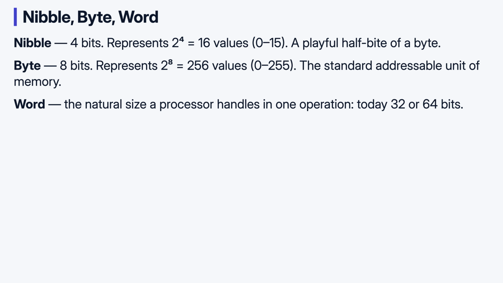The name is a little joke. A nibble is a small byte of a byte. A byte is 8 bits. It can represent 2 to the 8th, which is 256 values, 0 through 255. The byte is the standard addressable unit of memory, the smallest chunk most systems read or write at once. A word is the natural size a processor works with in one operation, typically 32 or 64 bits today.